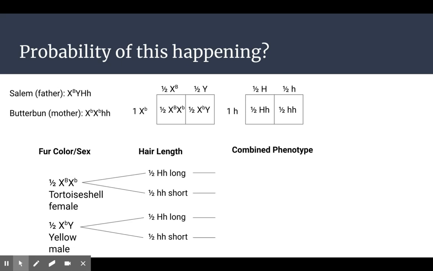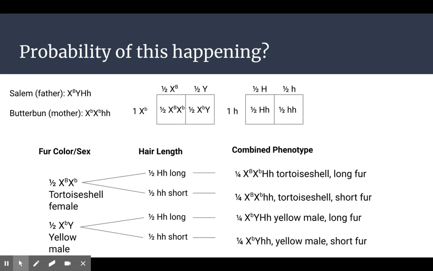We will then multiply all of these values across to get the values shown here. These are the ratios that you could expect to see in the cross between Butterbun and Salem. Buttercup is tortoiseshell and has long hair, so this would be her genotype probability.